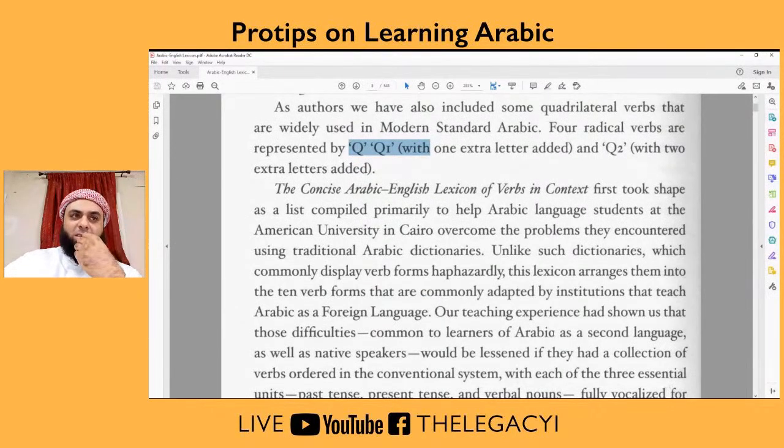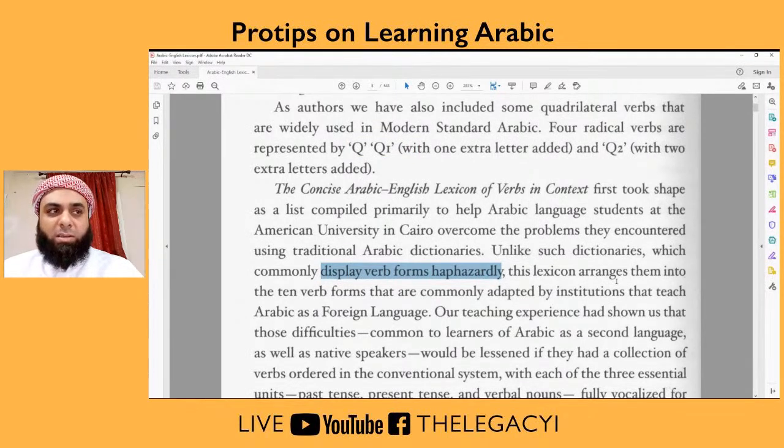The Concise Arabic English Lexicon of Verbs and Context first took shape as a list compiled primarily to help Arabic language students at the American University in Cairo overcome the problems they encountered using traditional Arabic dictionaries. Unlike such dictionaries, which commonly display verb forms haphazardly, this lexicon arranges them into the 10 verb forms that are commonly adopted by institutions that teach Arabic as a foreign language. Our teaching experience, so for many of you, this will be useful because you might very well have learned the verb forms in this fashion.